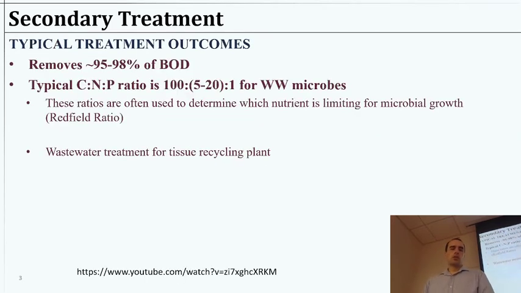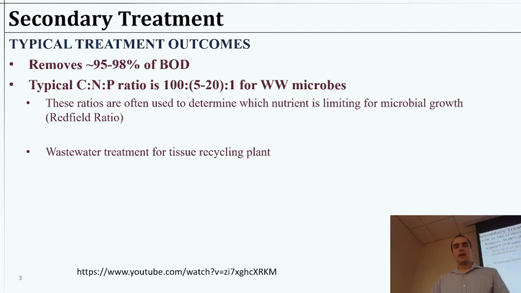All right, so I mentioned primary treatment gets rid of a little bit of BOD, maybe 20 to 30% of what's coming in, something like that. And then with what's remaining, our secondary treatment really does most of the work. About 95 to 98% of the BOD that's entering the secondary treatment should be removed by this waste activated sludge process.